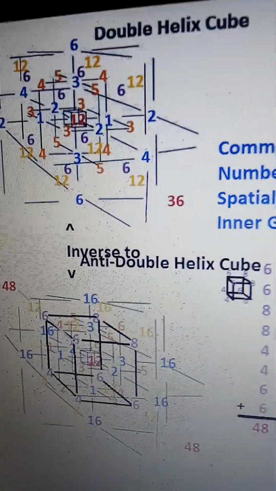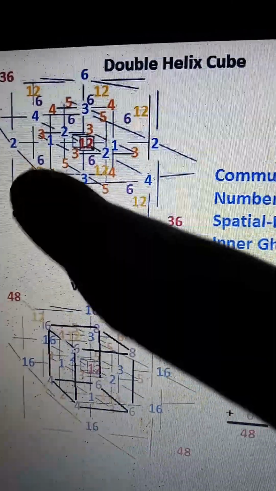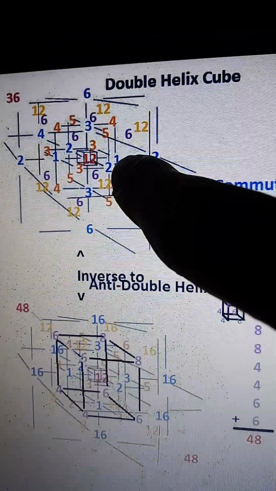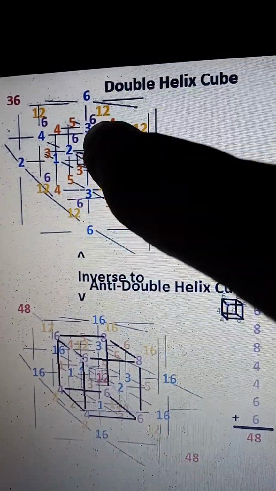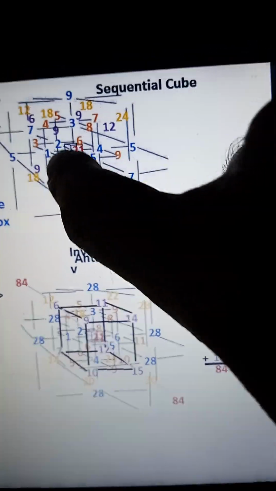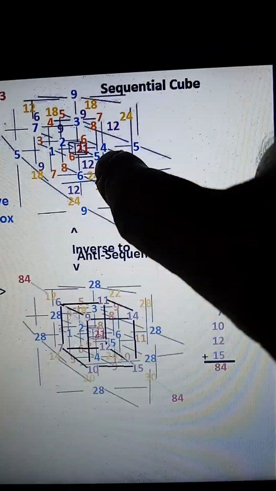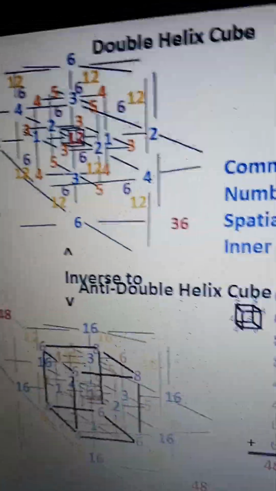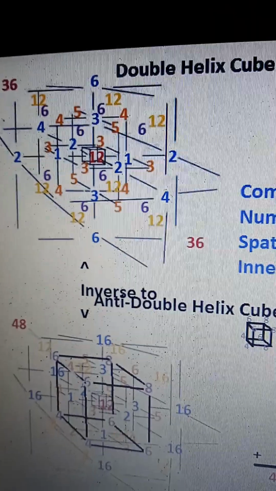This is a double helix. 1, 2, 3, 1, 2, 3. They wrap around it, and this is sequential order. 1, 2, 3, 4, 5, 6, wrapping around it. And as you can see, they're inverse to each other.